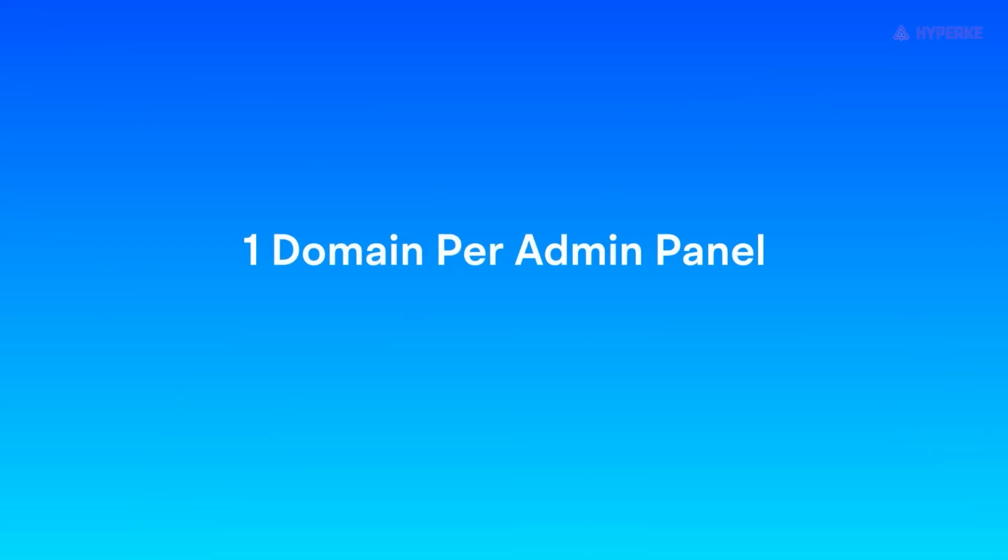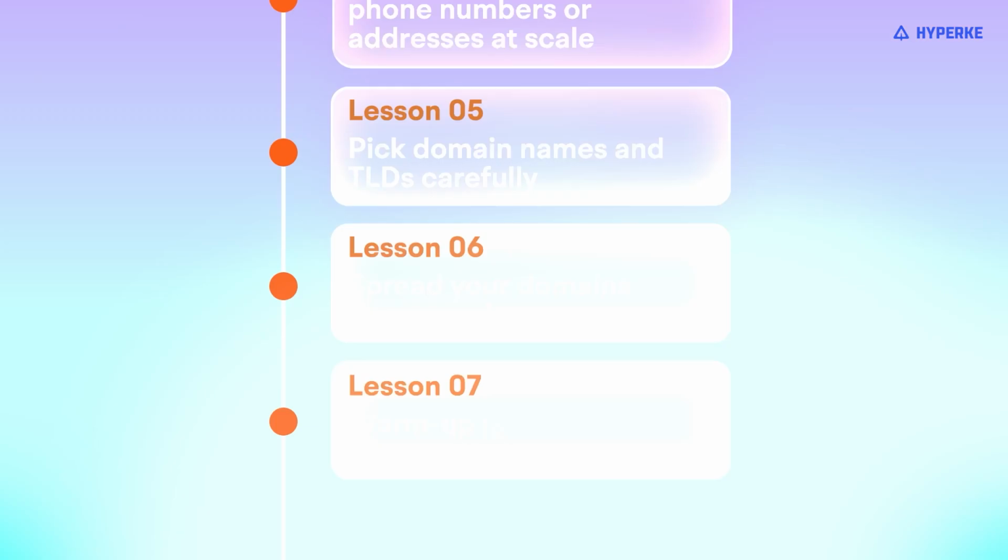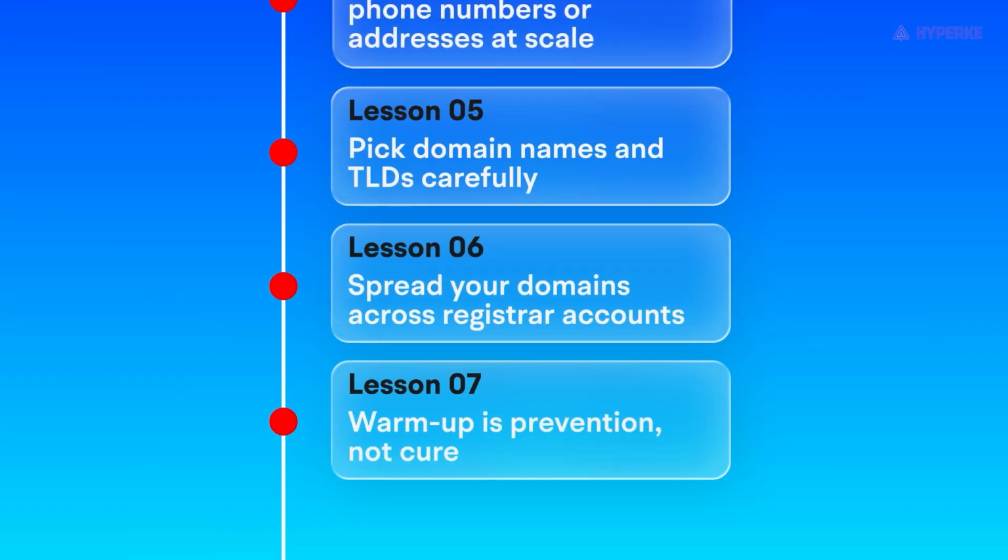The same thing also applies to mailboxes. If you're using Google mailboxes, use one domain per admin panel and set up multiple admin panels, each admin panel housing between 2 to 5 inboxes. Lesson number 7, email warm-up is prevention and not cure.